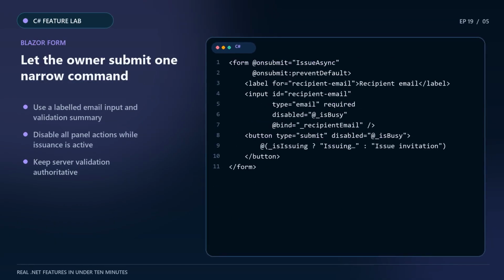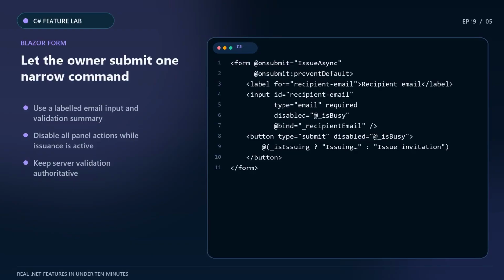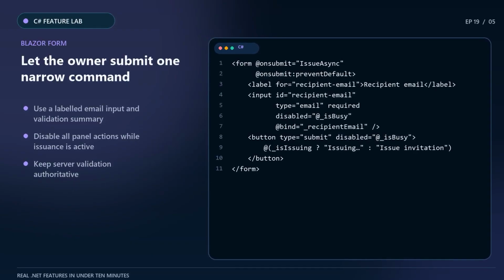Place a small form above the existing pending list. It has one labeled email input with native required and address validation for fast feedback. The server repeats strict validation because browser rules are convenience, not authority. While issuance runs, disable the submit button, refresh button, and cancellation button so two commands cannot race through the same state. The button text changes to issuing so assistive technology and sighted users receive the same progress cue.